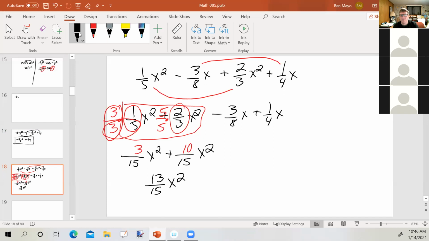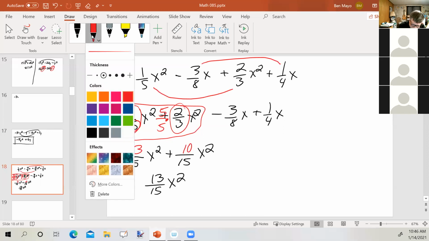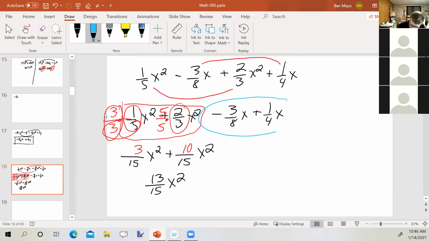And 13/15 as a fraction cannot reduce. So I'm done with that part of the problem. Any questions before we go to the second part? Okay, let's look at this piece of the problem now.